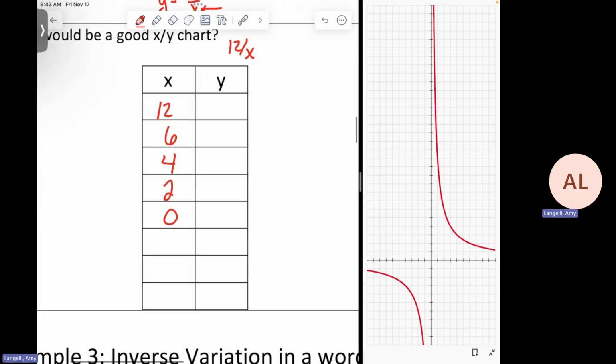What happens if we put in positive 12? So it's like 12 over 12. 1. What happens if we put in 6?